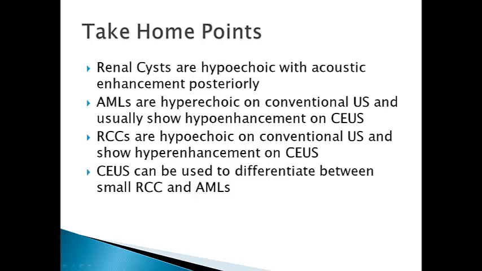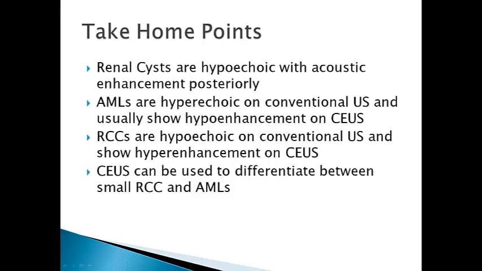So the take-home points from this presentation are, in terms of benign masses first, renal cysts are hypoechoic, they are fluid-filled, and therefore they also have acoustic enhancement posteriorly. They're benign, and no treatment is generally needed unless they're larger or complex. In terms of AMLs, AMLs are hyperechoic on conventional ultrasound, although some portion are hypoechoic, and they usually show hypoenhancement or pinpoint enhancement on contrast-enhanced ultrasound. Renal cell carcinomas tend to be hypoechoic on conventional ultrasound, and they do always show hyperenhancement on contrast-enhanced ultrasound.